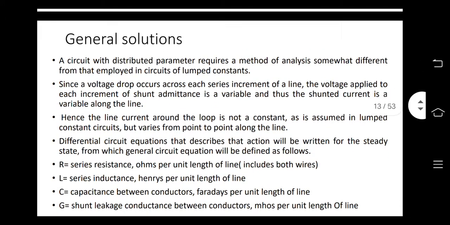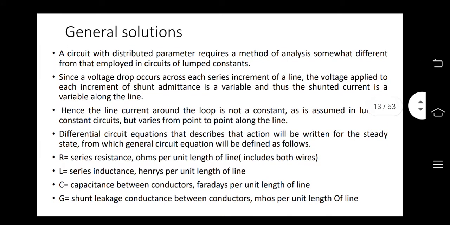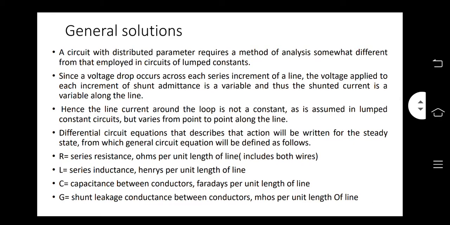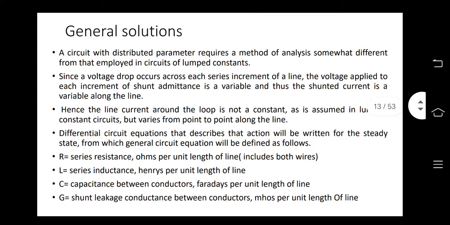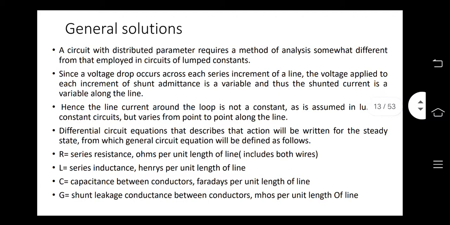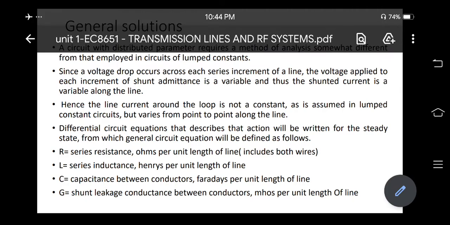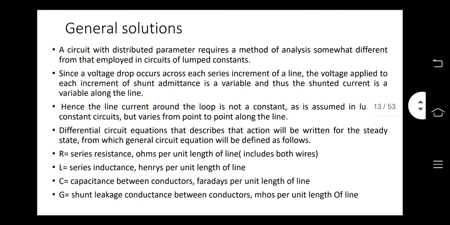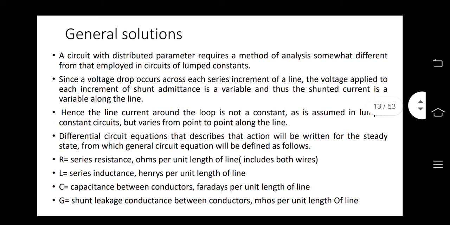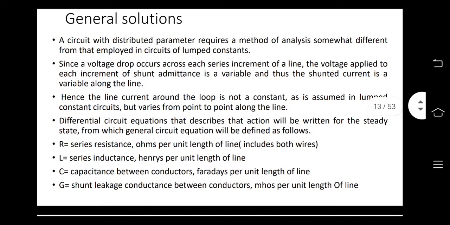General solutions for the voltage and current. A circuit with distributed parameters requires a method of analysis somewhat different from that employed in circuits of lumped constants. Since a voltage drop occurs in each series increment of line, the voltage applied to each increment of shunt admittance is a variable, and thus the shunted current is a variable along the line. Hence, the line current around the loop is not a constant as is assumed in lumped constant circuits, but varies from point to point along the line.